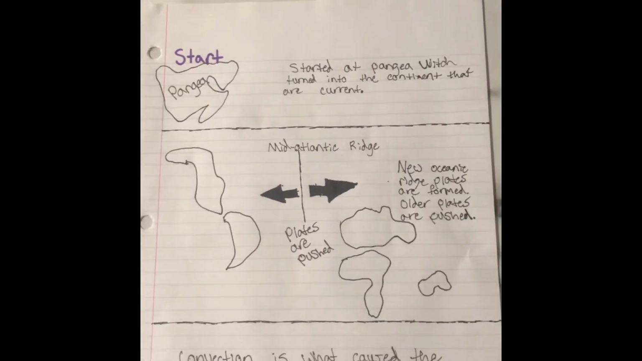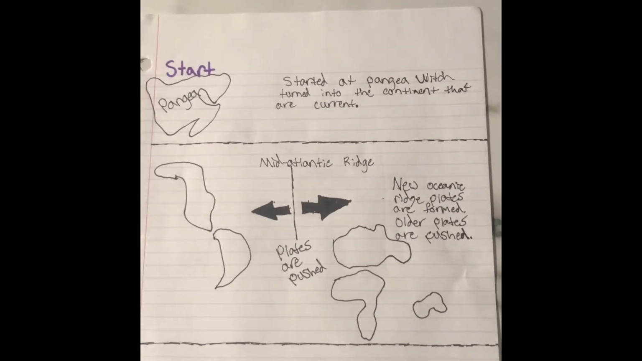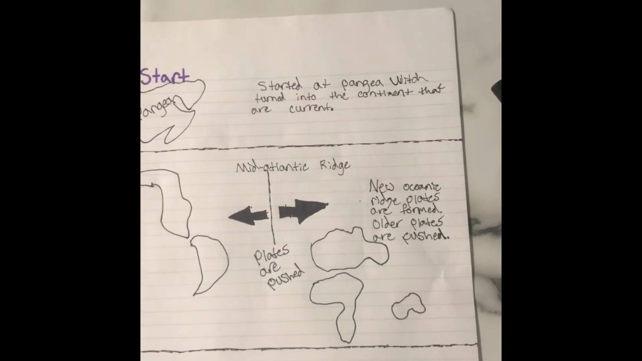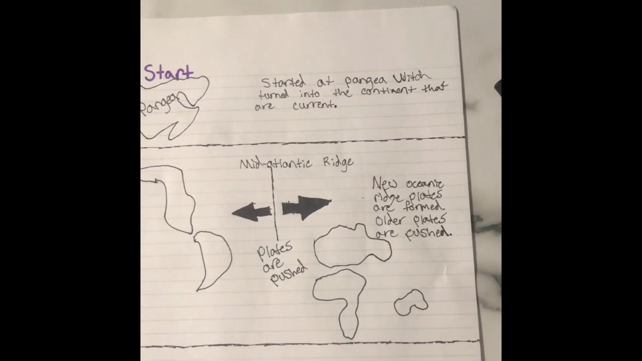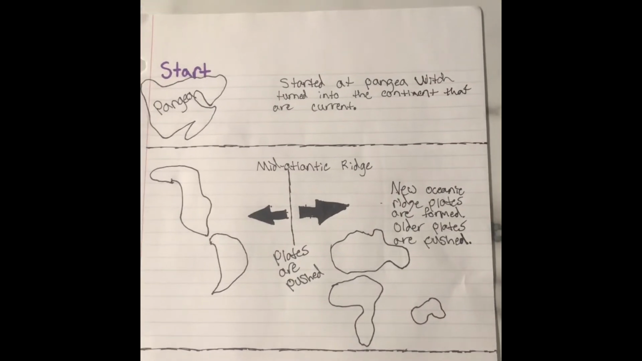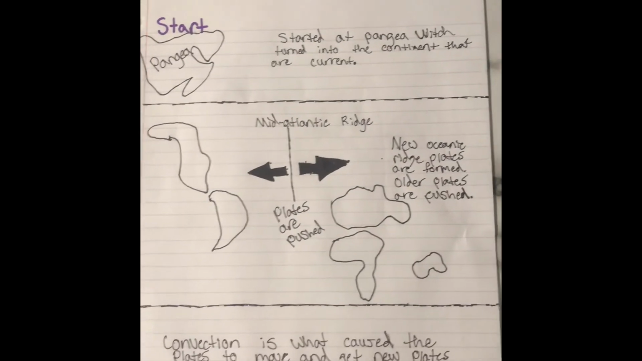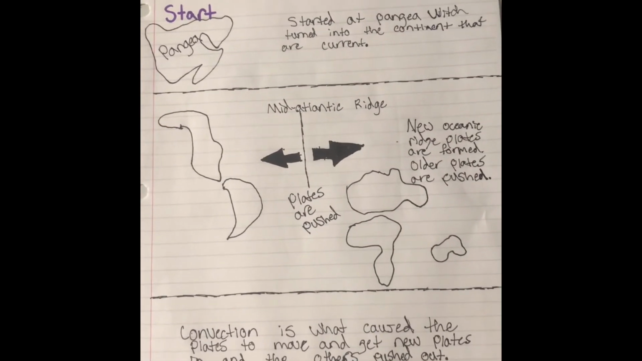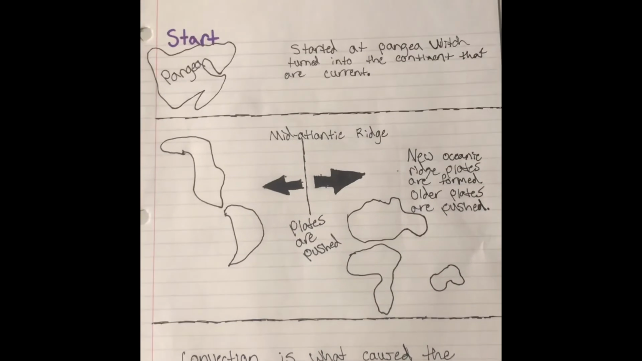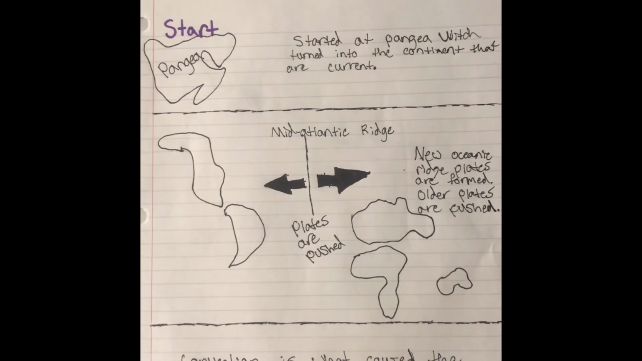And that was because of the Mid-Atlantic Ridge, which is a new-ish oceanic ridge where plates are formed, and when they are formed, the new ones come in, pushing the older ones out, and that is all because of convection and the convection currents. It causes it to move and causes it to be pushed out.